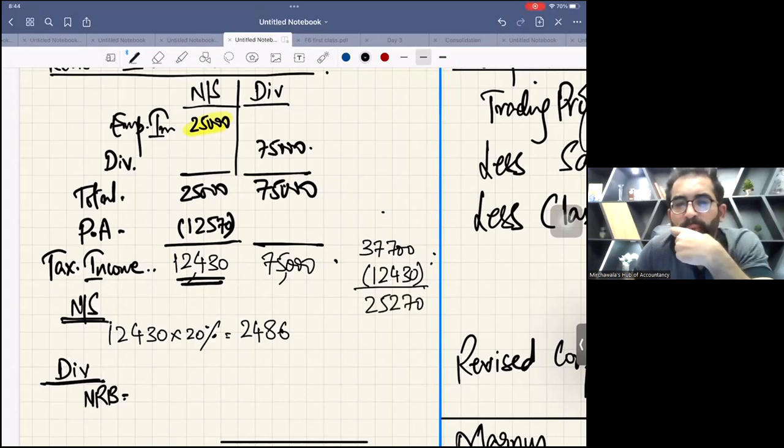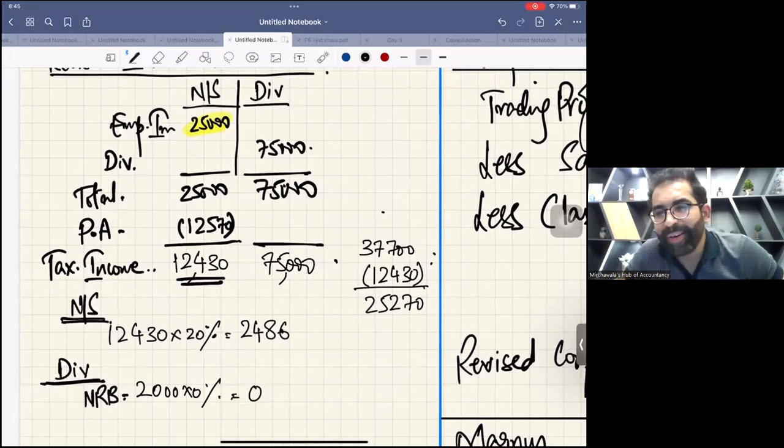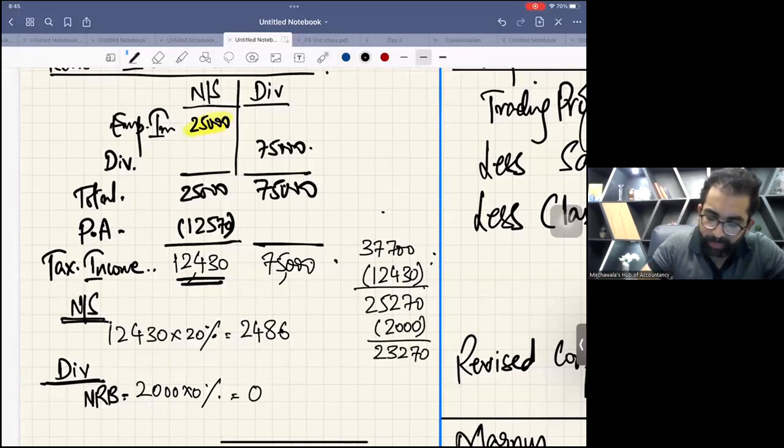Now let's come to the dividend income. For dividend income, always do one thing: the 2,000 times 0% NRB. For dividend income, first of all, do NRB, and the dividend nil rate band will be given irrespective of your tax status. So I'll write 2,000 times 0%, which is zero. And my old dialogue: NRB always consumes your band. So your band will be consumed, and this will be 23,270.